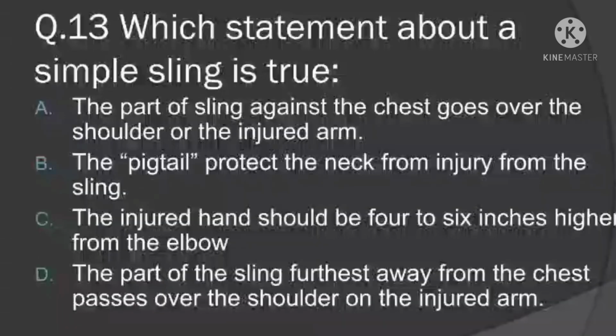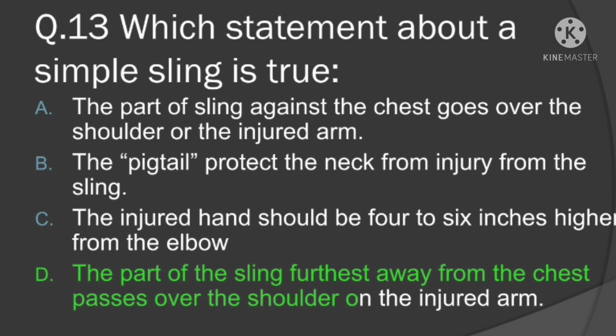Question number 13. Which statement about a simple sling is true? A. The part of sling against the chest goes over the shoulder of the injured arm. B. The pigtail protects the neck from injury from the sling. C. The injured hand should be 4 to 6 inches higher than the elbow. D. The part of the sling furthest away from the chest passes over the shoulder on the injured arm. And the correct answer is D. The part of the sling furthest away from the chest passes over the shoulder on the injured arm.